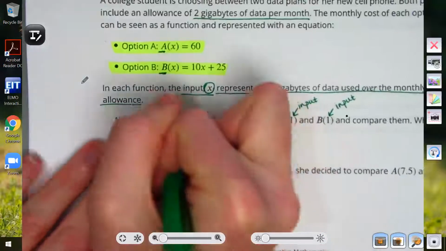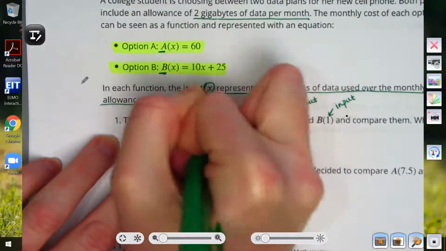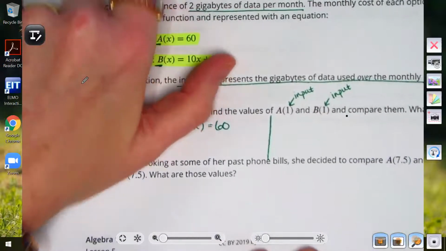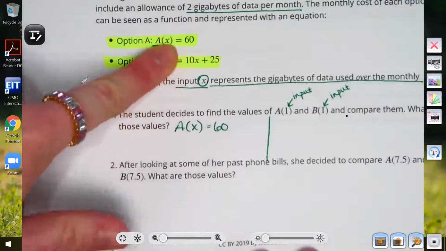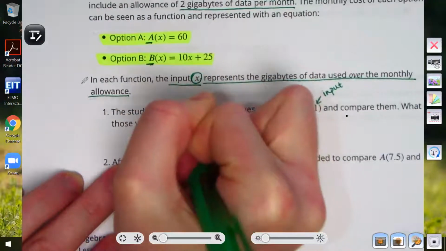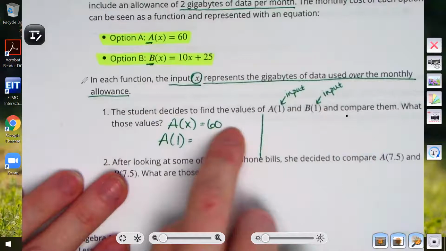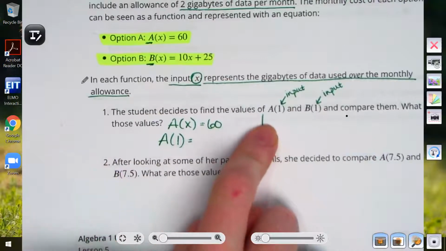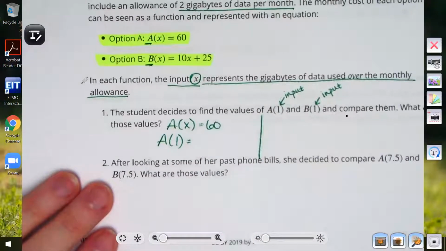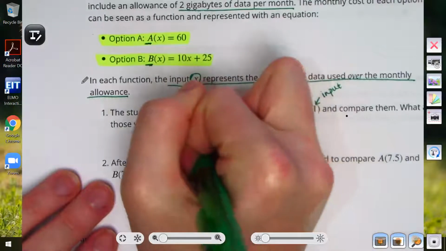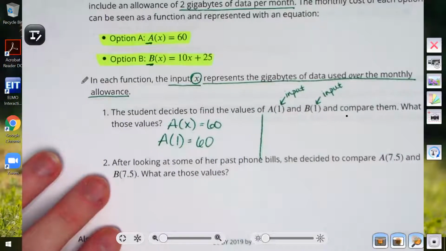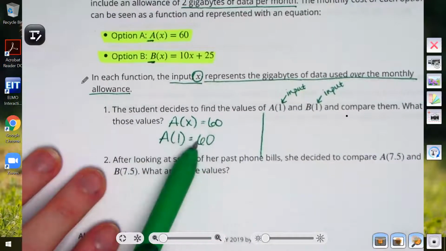Let's do A1 first. I'm going to start off by just writing my function for A, because that's what they told us up here. So they want to know A1. Can I plug in that 1 anywhere in my output? Is there a next place in my rule over here? No, so if I go 1 gig over, how much am I going to pay that month? I'm going to still pay $60. So I go 1 gigabyte over, I'm still paying the same amount.